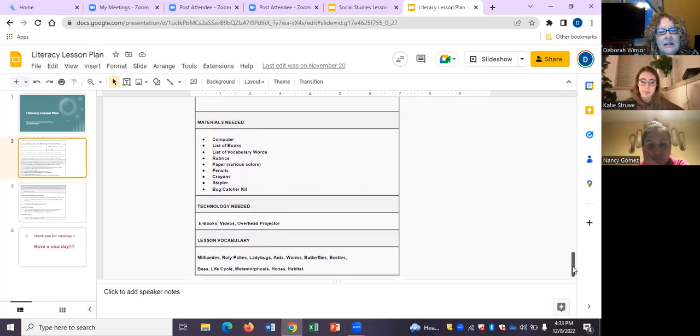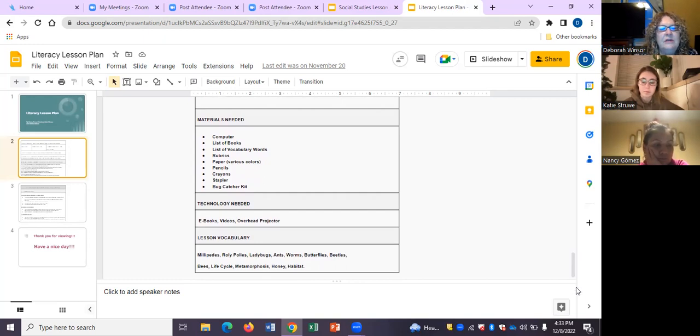Materials needed: computer, list of books, list of vocabulary words, rubrics, paper and various colored pencils, crayons, stapler, bug catcher kit. Technology needed: ebooks, videos, overhead projector. Lesson vocabulary: millipedes, roly-polies, ladybugs, ants, worms, butterflies, beetles, bees, life cycle, metamorphosis, honey, and habitat.